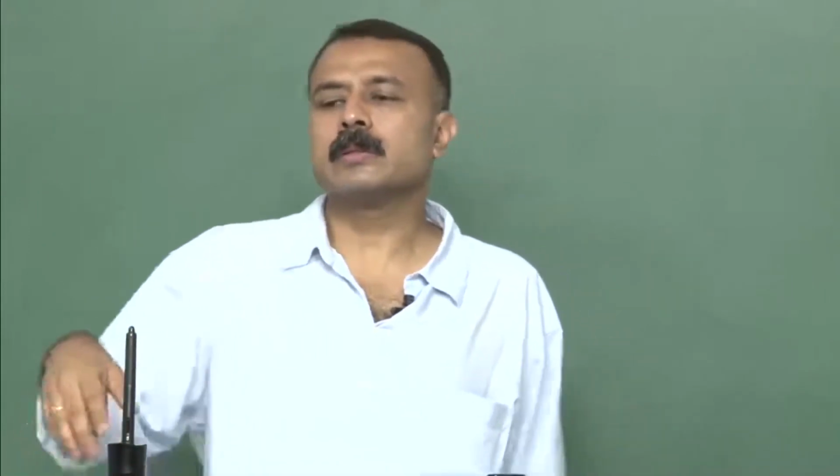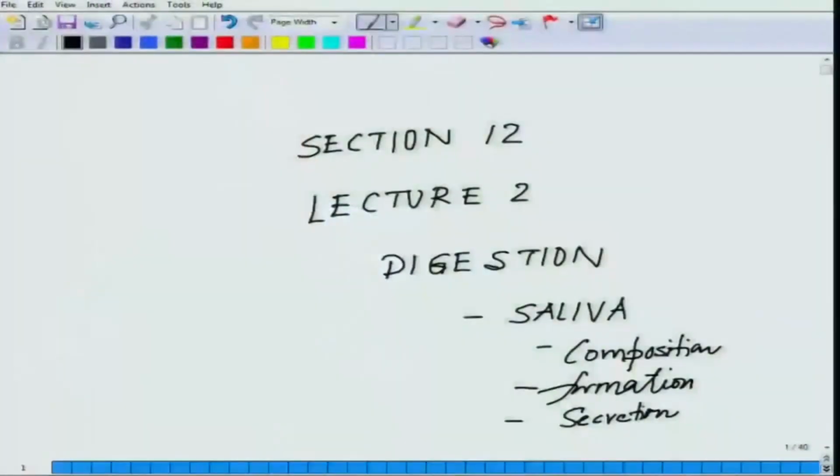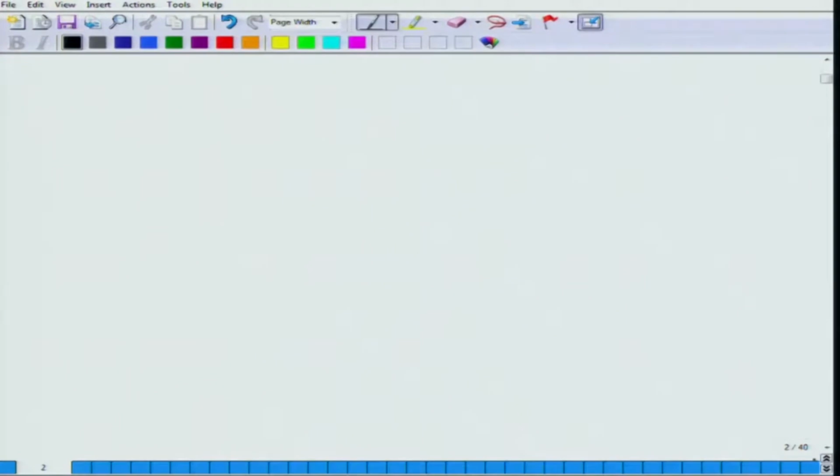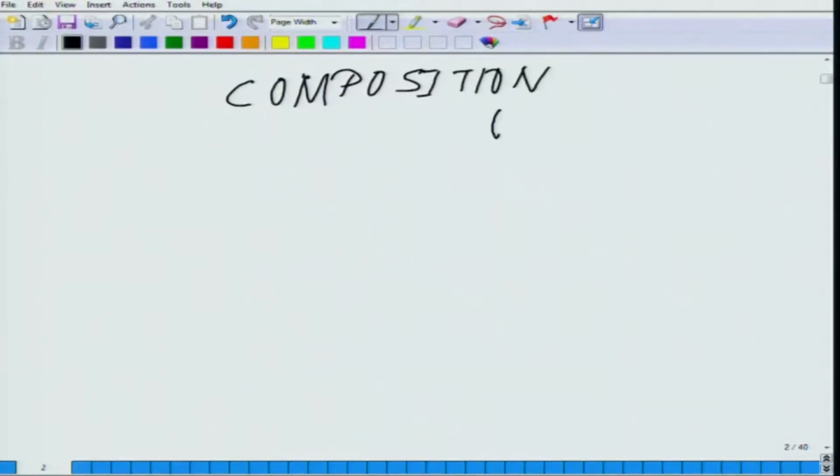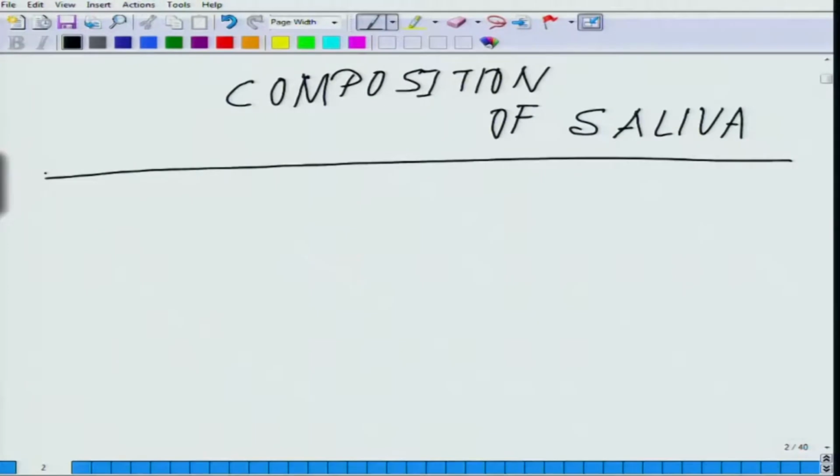Now, let us first talk about the composition. Going to the second slide, the composition of saliva. There are different components of the saliva, and I will be highlighting some of the important ones. Alpha amylase.